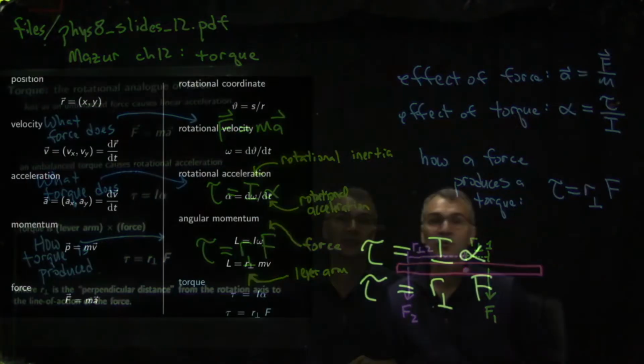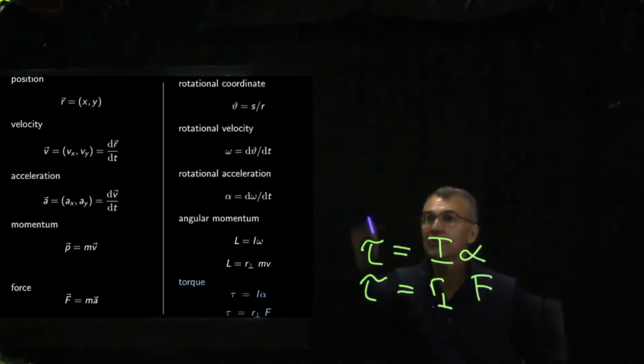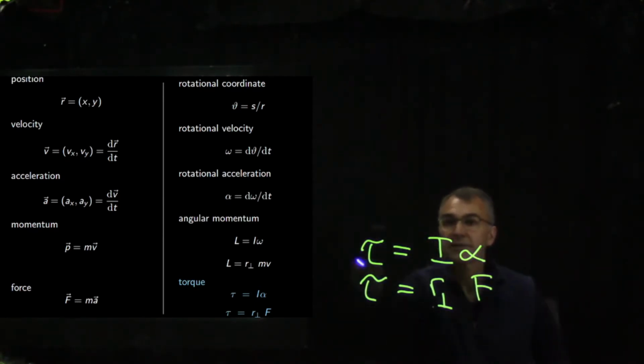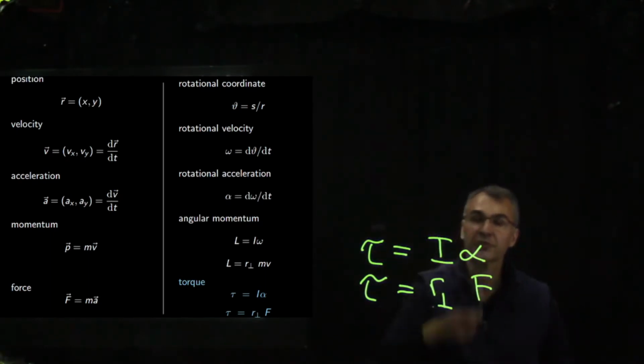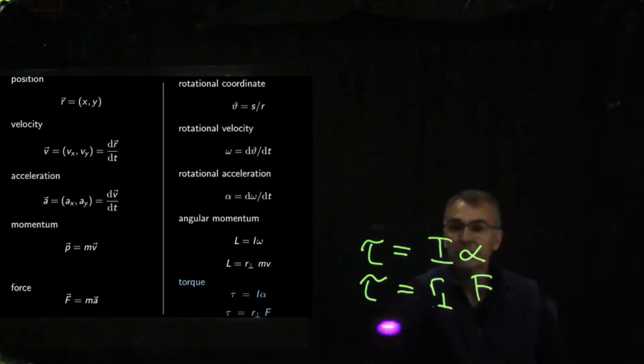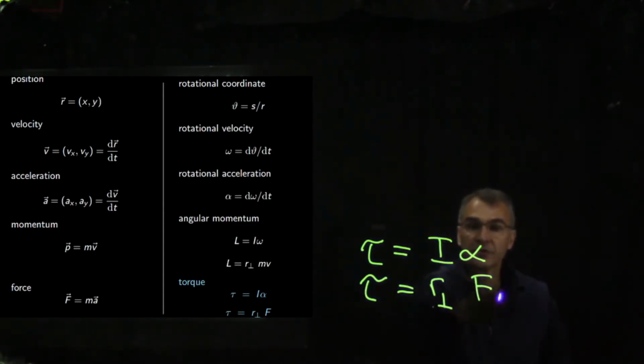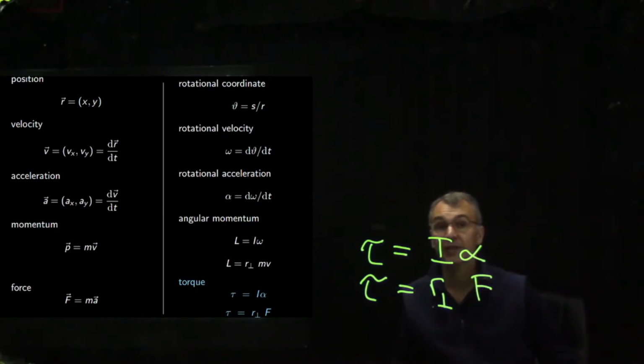We've been building up for a couple of weeks now this table of correspondence between what we learned about motion in a line or in a plane and what we're now learning about motion in a circle or about rotation. And so we now add the definition of torque. The effect of torque is to produce a rotational acceleration which is proportional to the torque and inversely proportional to the rotational inertia. And the way we produce a torque is to apply a force whose line of action passes some perpendicular distance, some lever arm, from the axis of rotation, or hypothetical axis of rotation.